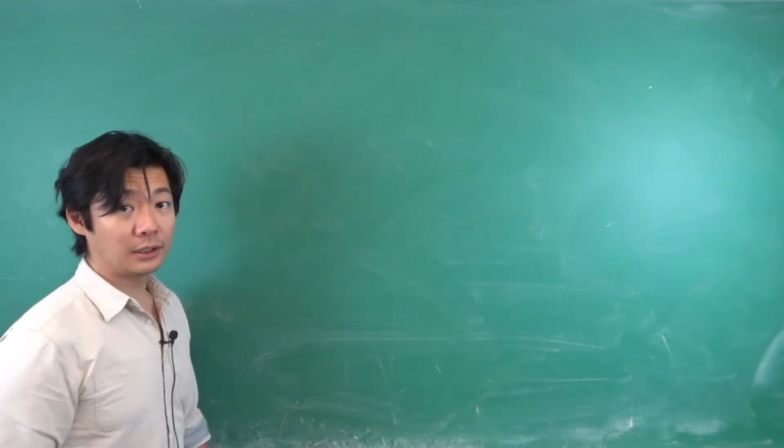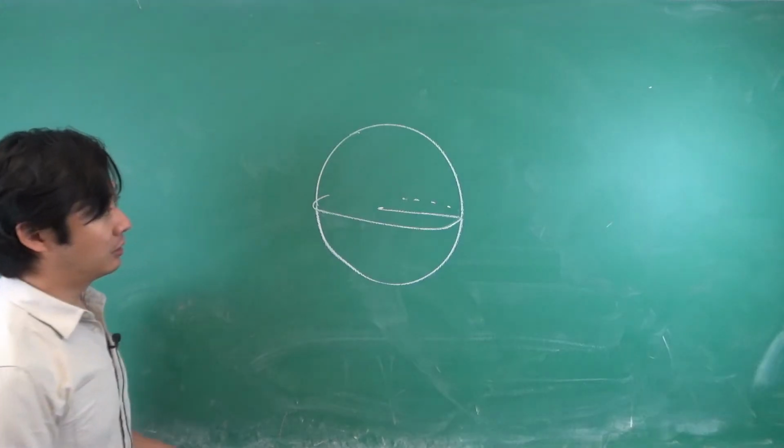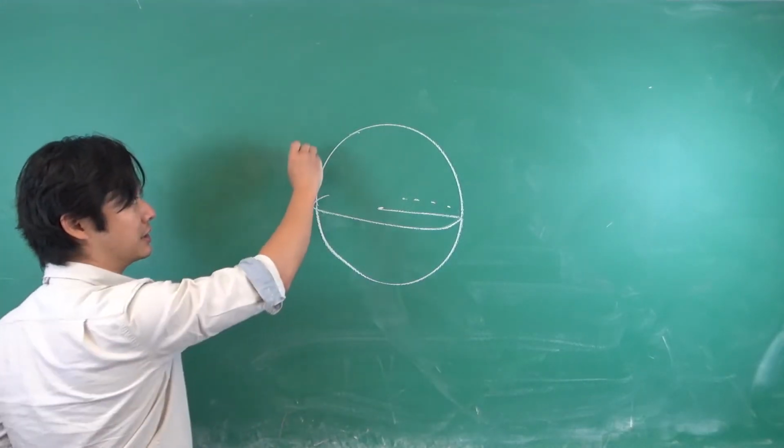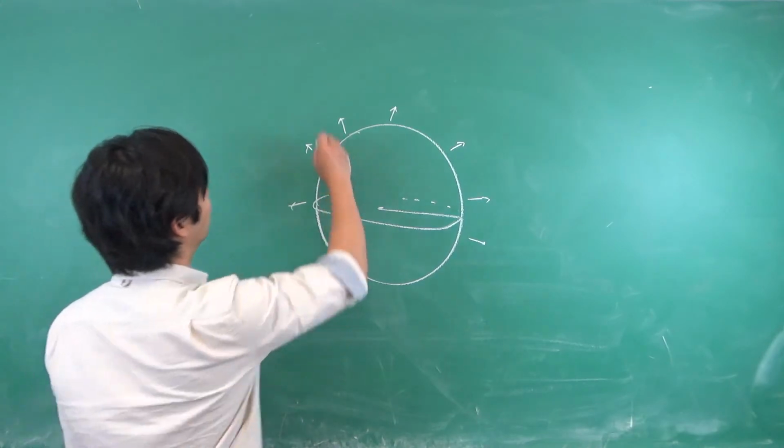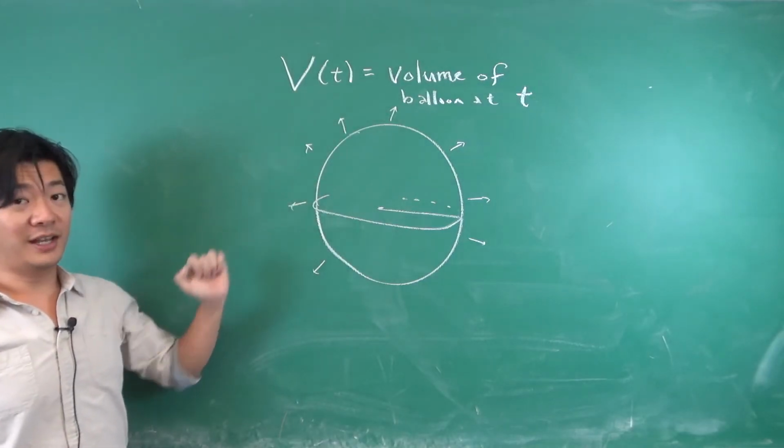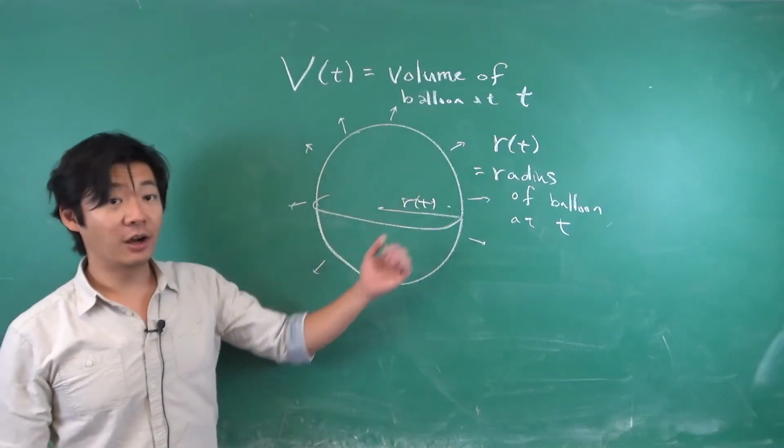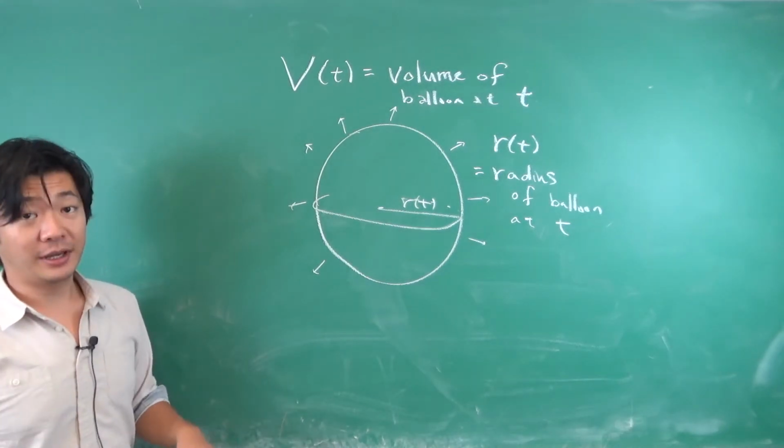So let's draw a picture of what's going on. We have a spherical balloon and it's increasing. So V will be the volume of this balloon at time t. And we'll let R of t be the radius of the balloon at time t.